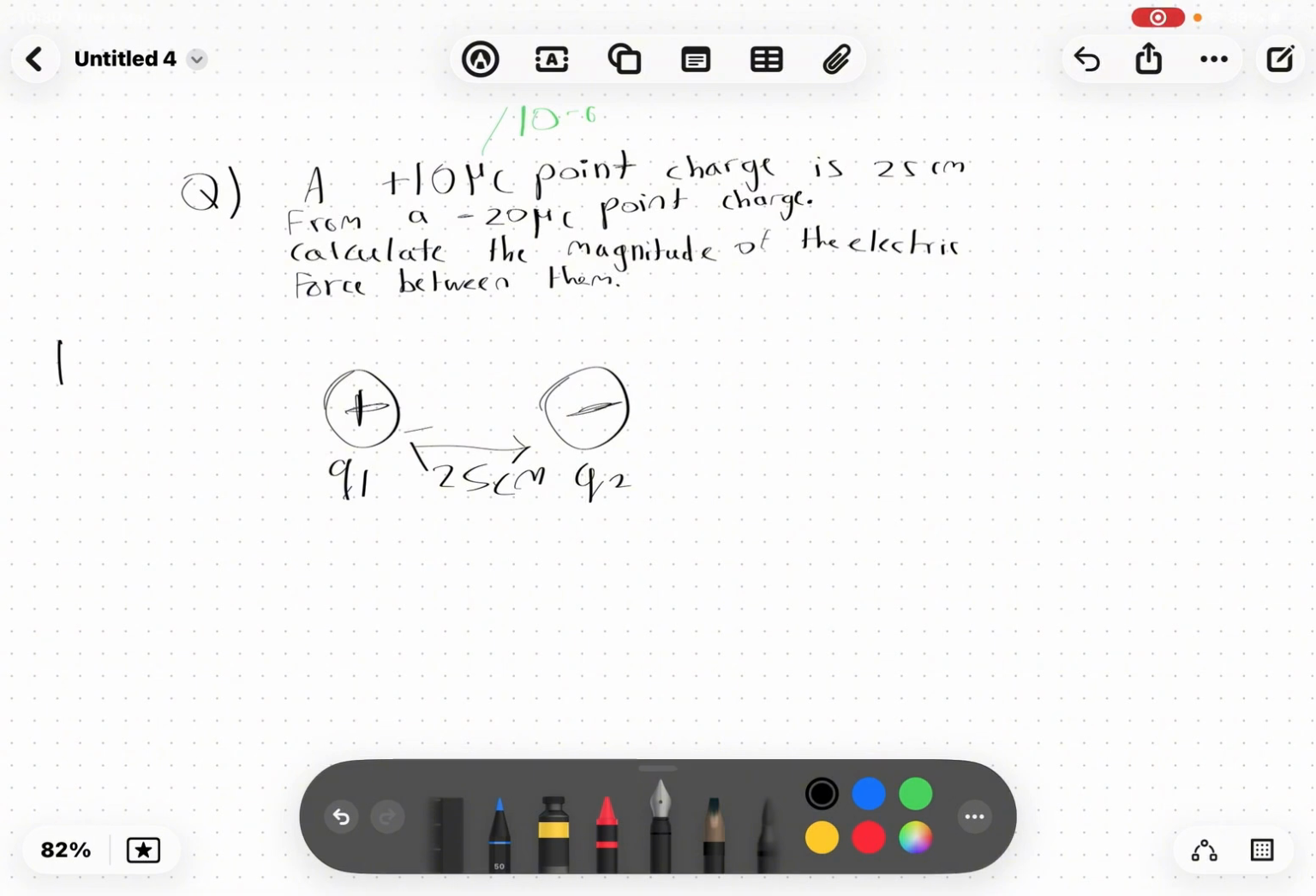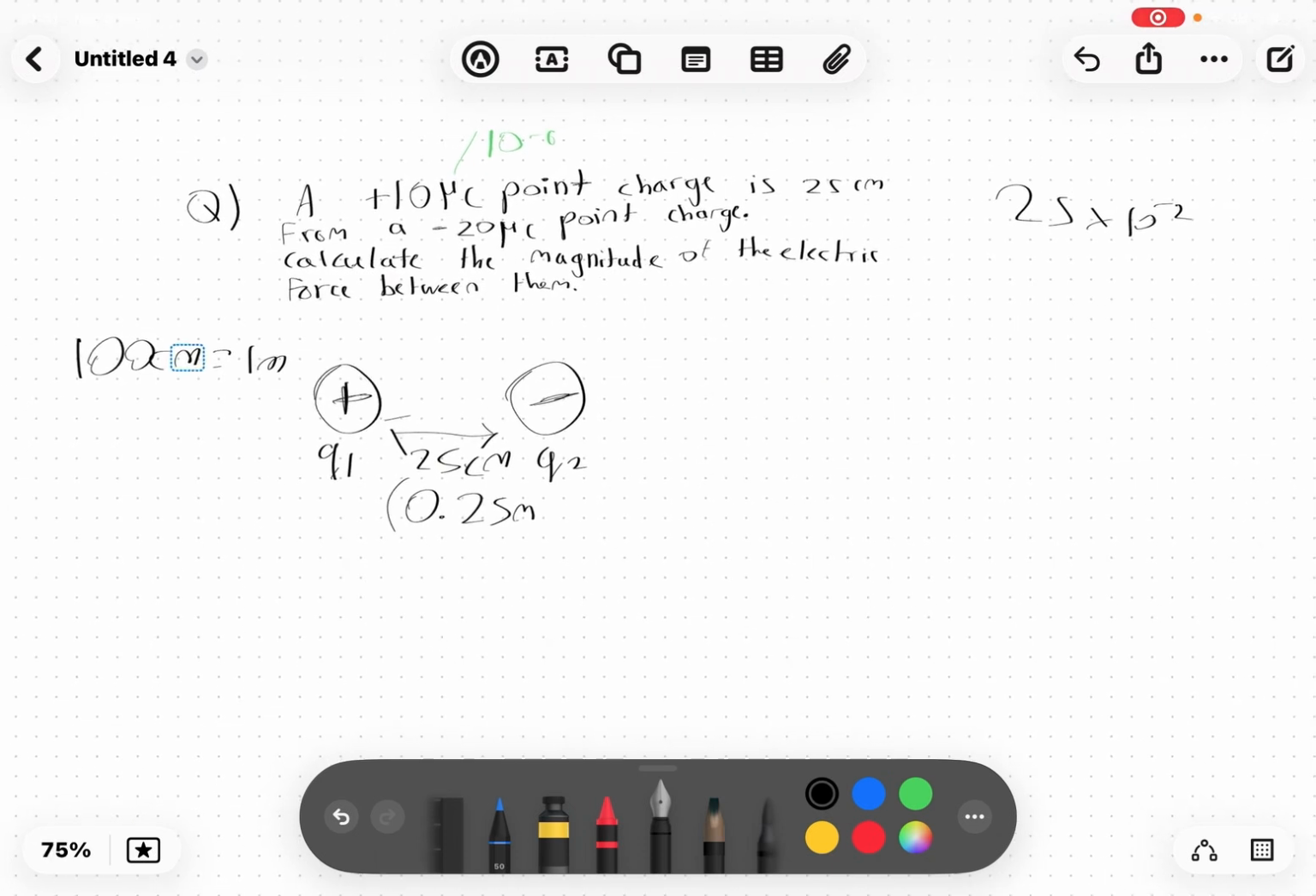As we remember, 100 centimeters equals 1 meter. So we have to divide this by 100, which gives us 0.25 meters. However, you could just do 25 times 10 to the power minus 2. It doesn't really matter right now. So let's work out the force.